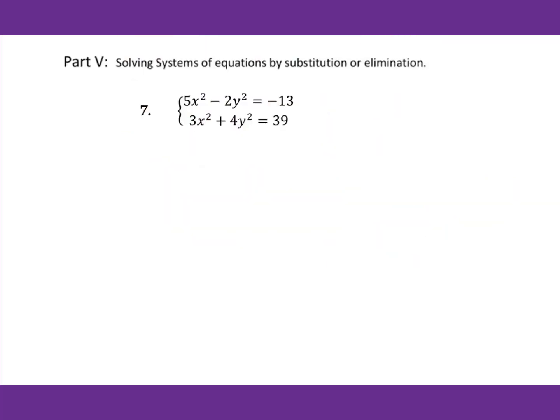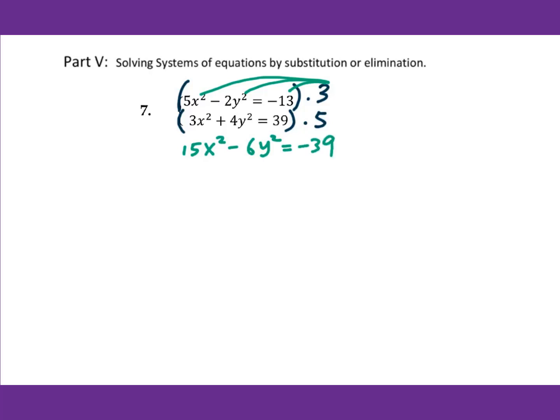Now let's go back to number 7. This time I want to get rid of x squared first. Therefore, for the first equation multiply by 3, and the second equation multiply by 5. You will get, do the distributive property, 15x squared minus 6y squared equals -39. For the second equation, you got 15x squared plus 20y squared equals 195.